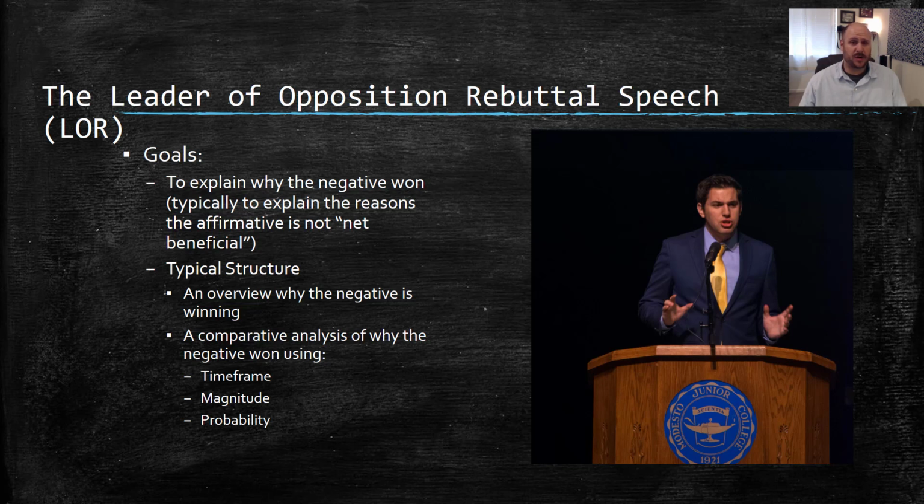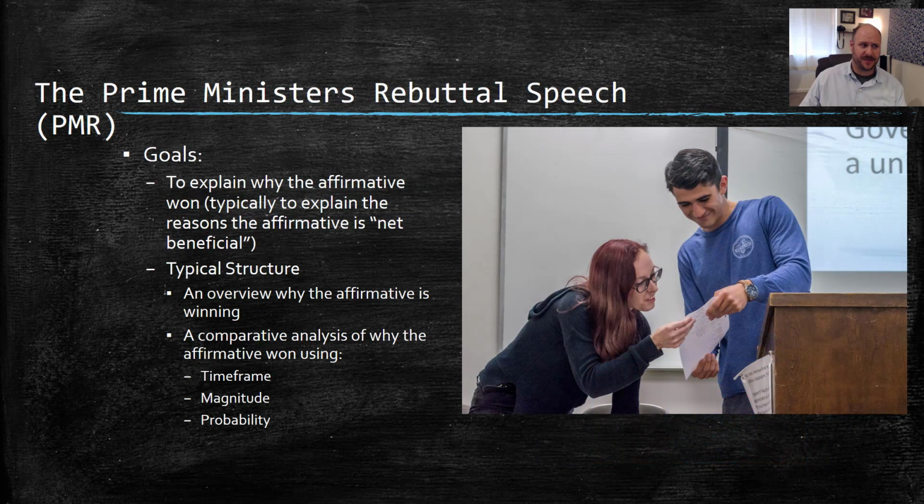Impact calculus gets more specific by talking about the impacts through the lenses of time frame, magnitude, and probability. Time frame: which impacts happen first. Magnitude: whose impacts are bigger. And probability: talking a little bit about whose impacts are more likely to take place. At the end of that, when the time runs out, we then turn it over to the Prime Minister for the final speech of the debate.